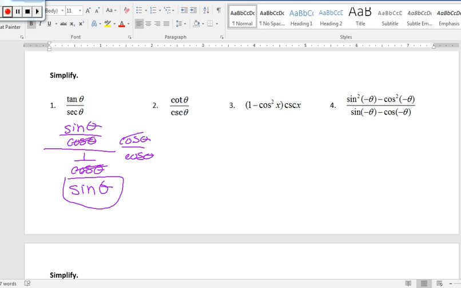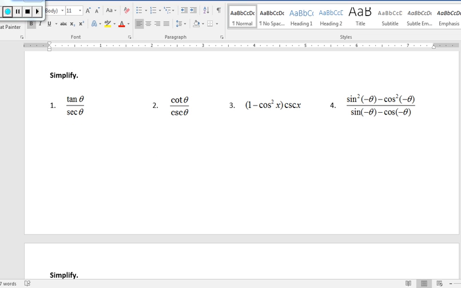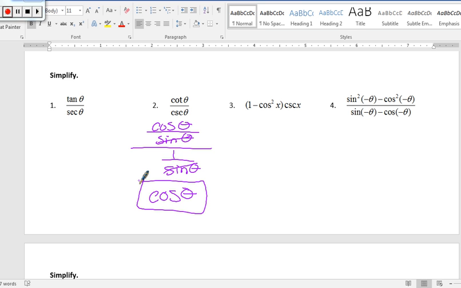If you get yourself to a single trig function, you pretty much are done with the problem. All right, so let's try the next one. We're looking at cotangent theta over cosecant theta. My first go-to really is to change everything to sines and cosines. So cotangent is the same as cosine theta over sine theta. Cosecant is 1 over sine theta. And as before, since both of these are sitting in the denominators, they can cancel out. That would simplify to simply cosine theta. We're at a single trig function, and so we're able to stop.